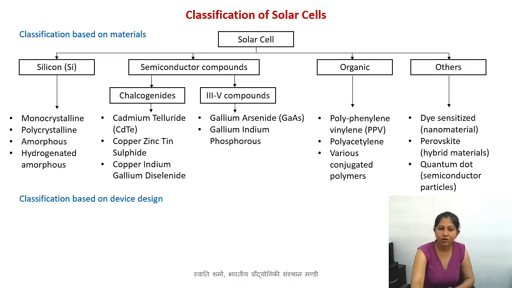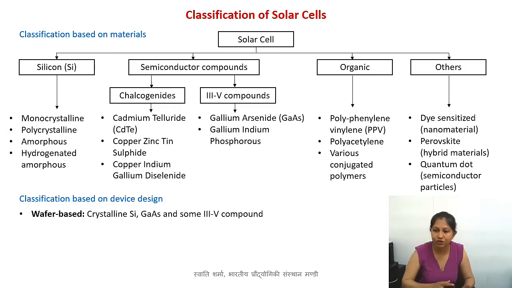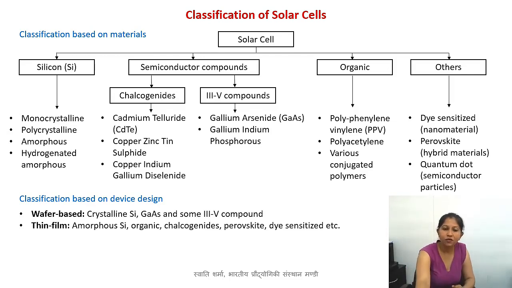Okay, so I told you that the second classification will be based on the design of the device, which is also related to the technology. So we actually use two primary technologies for making the solar cells. One is wafer-based technology and the other one is thin film-based technology. So wafer, as the name suggests, is a slice of something solid, typically silicon wafers. So wafer-based technology is used for crystalline silicon, of course, gallium arsenide, and also some other 3,5 compounds.